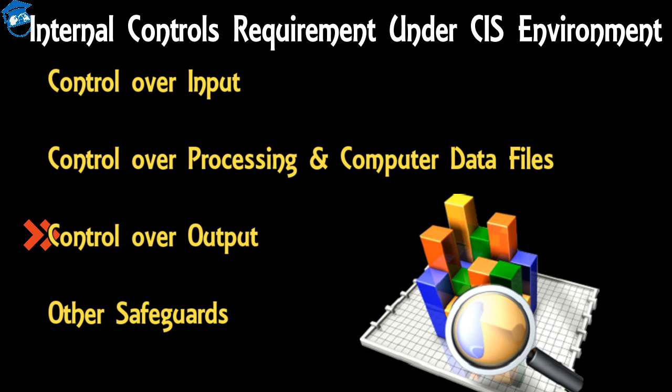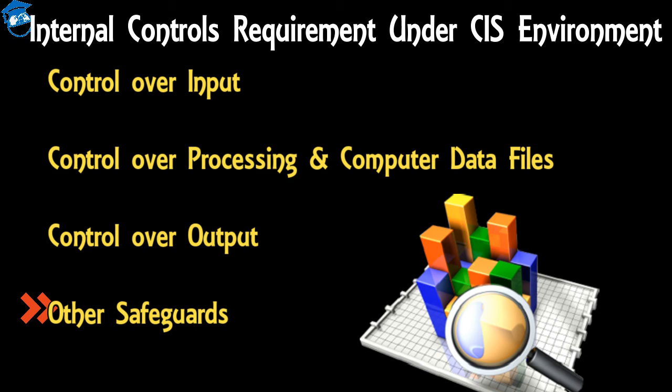Apart from that, there are some other safeguards as well, like offsite backup of the data and program, and recovery procedures for use in the event of theft, loss, or any intentional or accidental destruction. Then comes the provision for offsite processing in the event of disaster. All these things are going to be covered in that particular case.